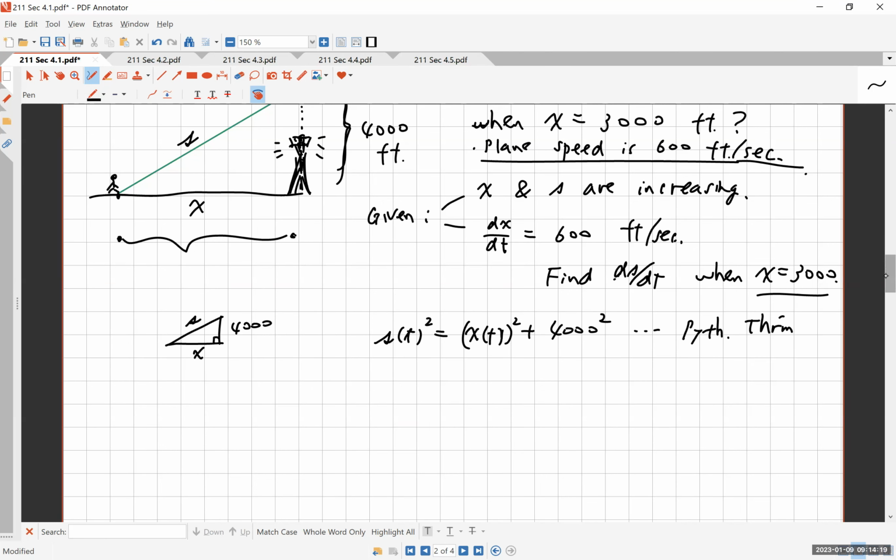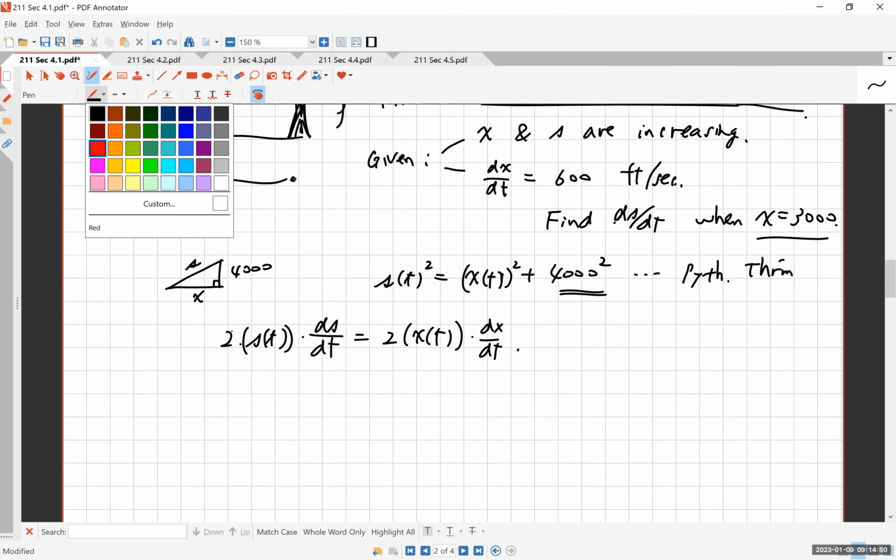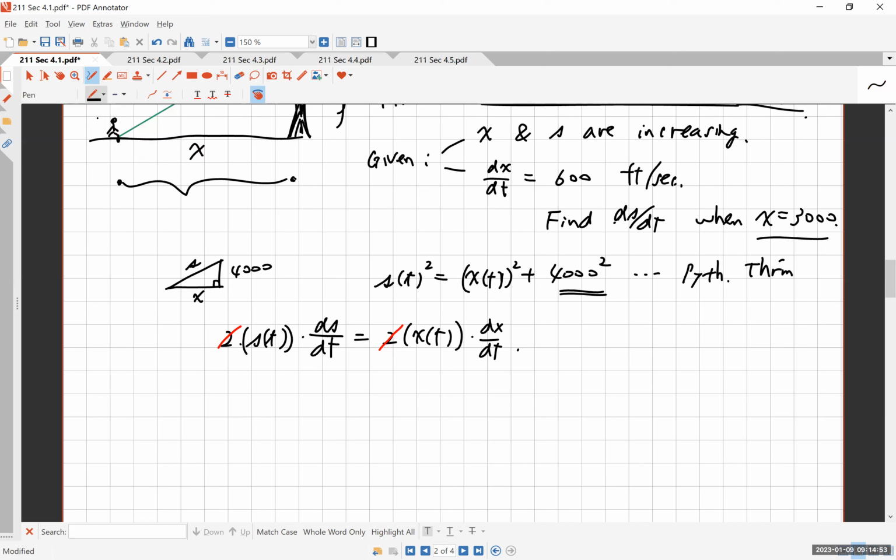All right, so now you take the derivative of all of these. On the left-hand side, you get 2 times s of t to the first power times ds/dt. On the right-hand side, of course, the constant goes away, and the first term becomes 2 times x to the first power times dx/dt. Now you might as well cancel what you see on both sides. And what are we looking for? We are looking for ds/dt.